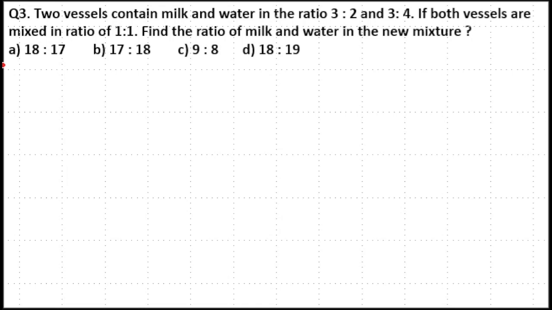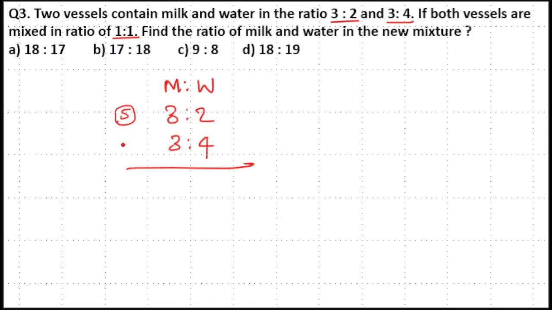Next is question number 3. Two vessels contain milk and water in the ratio 3:2 and 3:4. If both vessels are mixed in ratio of 1:1, find the ratio of milk and water in the new mixture. Here, milk and water in the first vessel is in the ratio 3:2. In the second vessel, it is in the ratio 3:4. 3 plus 2 is equal to 5 parts and 3 plus 4 is equal to 7 parts. Both the vessels are mixed in a ratio 1:1. So, into 1, into 1.